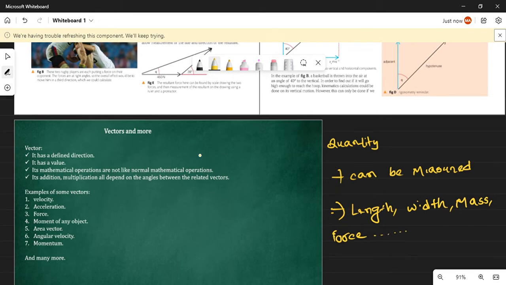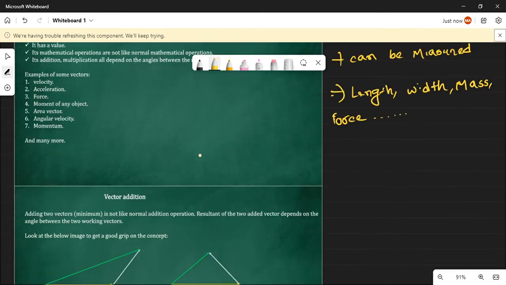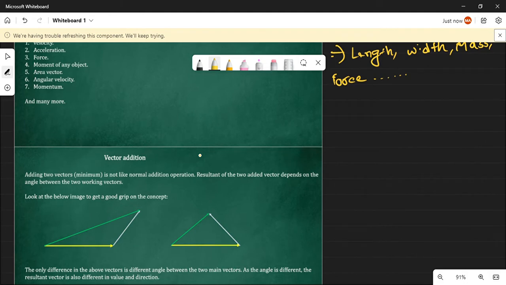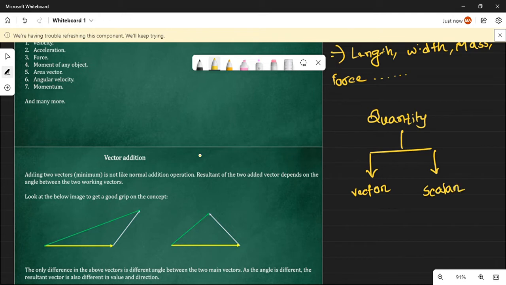And these quantities are mainly of two types. Quantities are two types. One is vector quantity, and the other is scalar quantity. Okay, and what is vector and what is scalar?